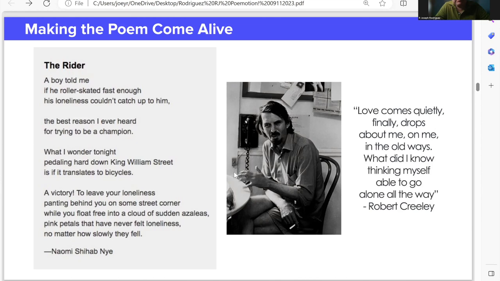One writing activity to consider here is asking students how fast they do something, either to finish it for a championship or for practice, and to write on that. And on the right is a quote by Robert Creeley about love coming quietly, finally, drops about me, on me, in the old ways.